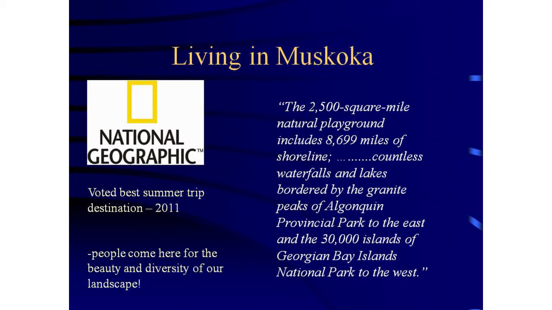Living in Muskoka is so great that even National Geographic has a buzz about it. There was a media release last year from National Geographic that voted it the best summer trip destination of 2011. So that's pretty cool. And this is a quote from the website: the 2,500 square mile natural playground includes 8,699 miles of shoreline, countless waterfalls and lakes bordered by granite peaks, with Algonquin Provincial Park to the east and Georgian Bay National Park to the west. So why do people come here and why do they love it?